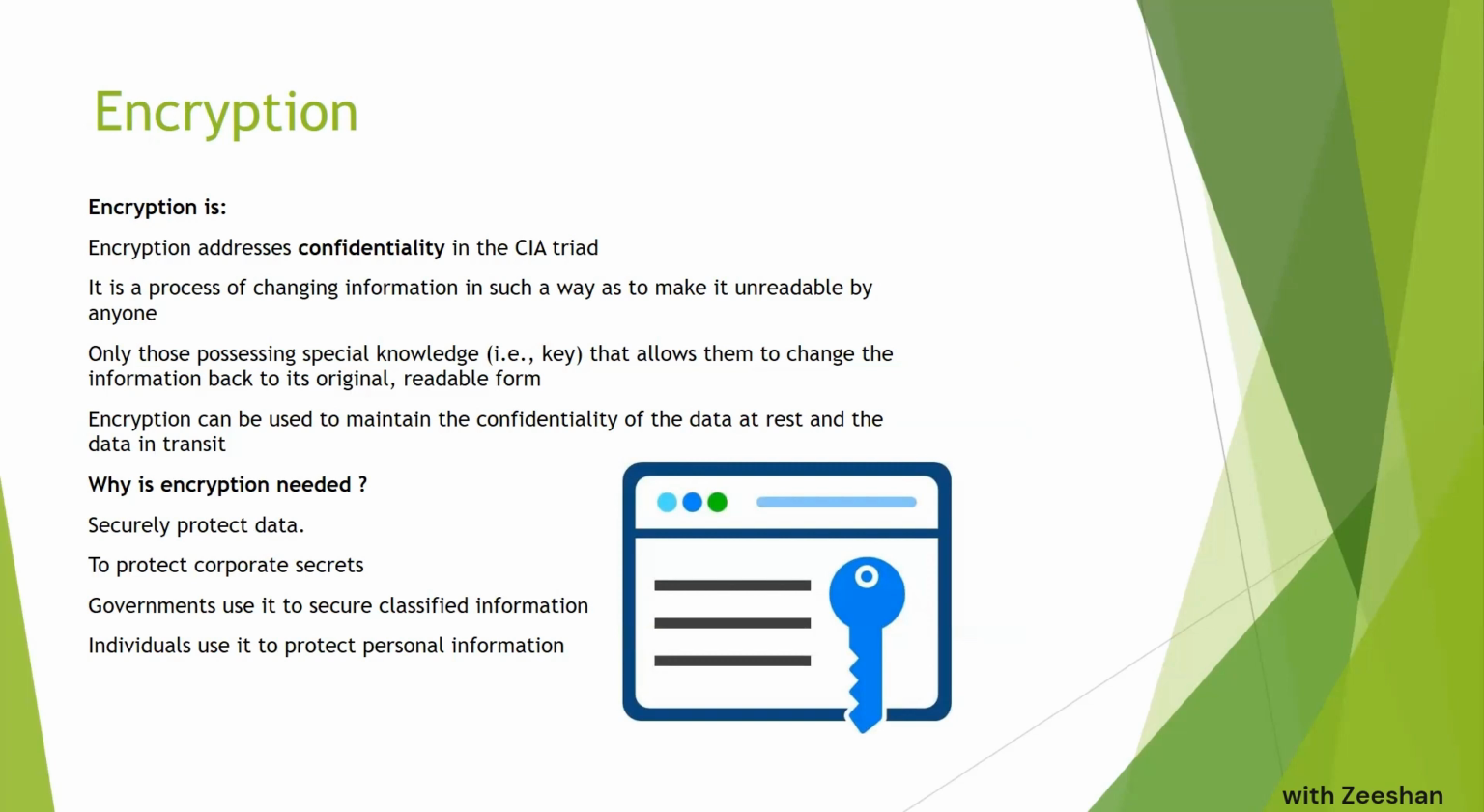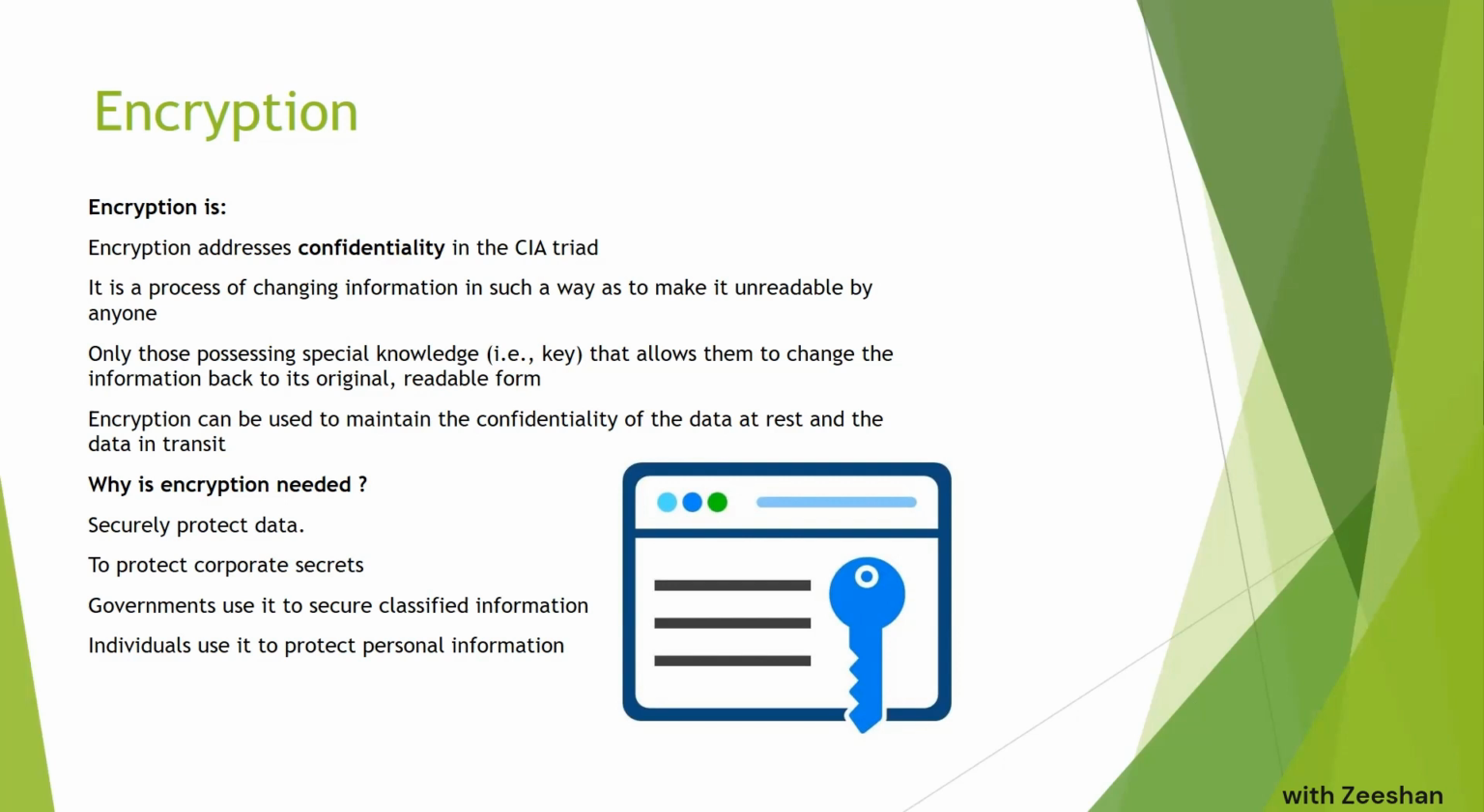Okay, in general theory, encryption addresses confidentiality in the CIA triad. What is the CIA triad? So encryption addresses the confidentiality in the CIA triad. It is the process of changing information in such a way to make it unreadable by anyone, and only those possessing special knowledge, that is the key, can change the information back to its original, readable form.